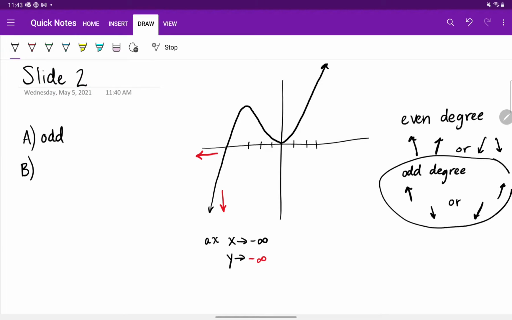Then the second part of the question says, as x approaches positive infinity, y approaches what? So as x approaches positive infinity, we're looking further and further to the right. As our x values are going closer and closer to positive infinity, our y values here are going up. So we would have positive infinity for our y behavior.